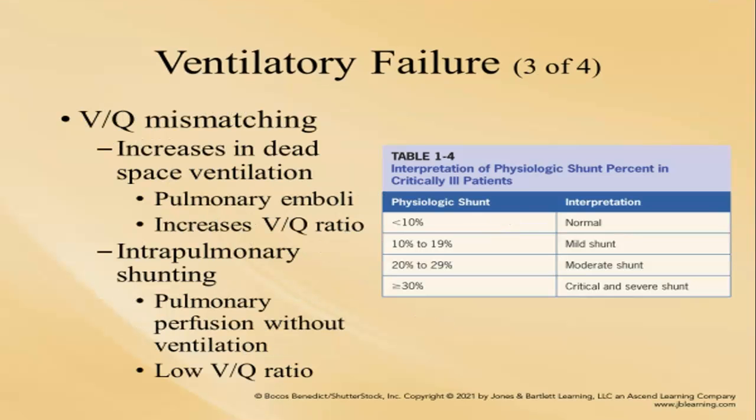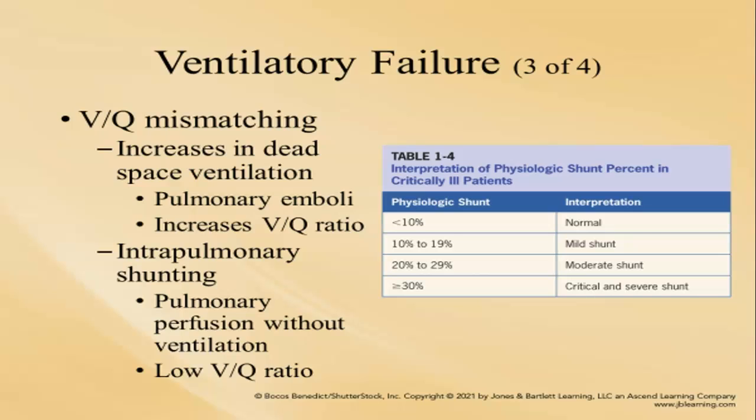So here's our VQ mismatching. Okay, let's look at this. V is for ventilation and Q is for perfusion. So as long as the lungs are ventilating and you have blood flow going to them, then they're perfusing. So remember we say it two different ways. You can have ventilation with no perfusion, and that would be dead space, right?